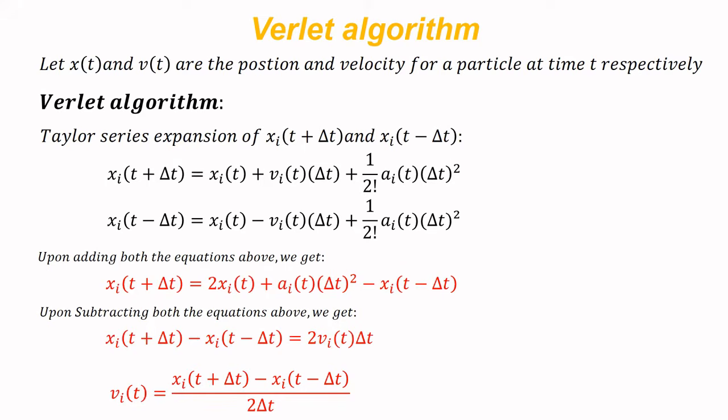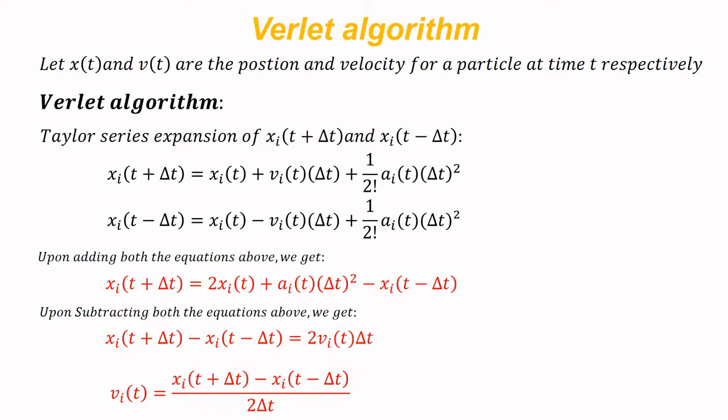So you can see here that in the case of the Verlet algorithm, I don't have any specific equation for calculating the velocity. And the second thing is that if I want to calculate the velocity at any time t, what I need is the position of the particle at t plus delta t and the position of the particle at t minus delta t.